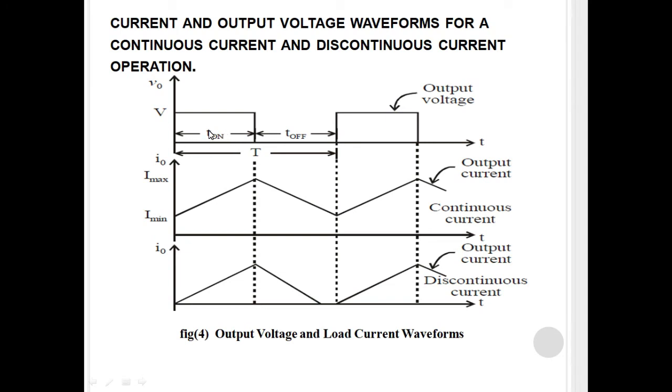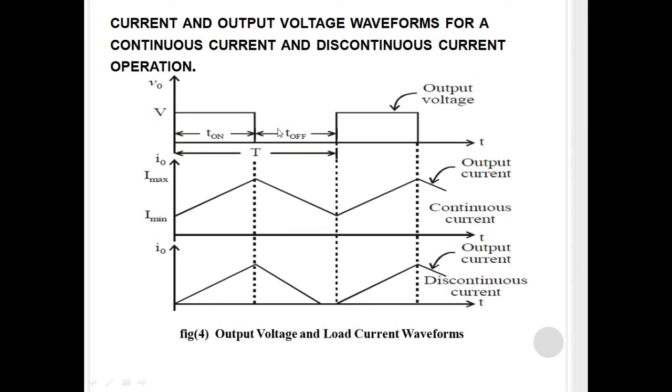Means when the chopper is on, there is some output, V output equal to Vs. Similarly, when the chopper is off, the inductor starts discharging and the output voltage across the load is 0. This time is known as T on, when the chopper is conducting.